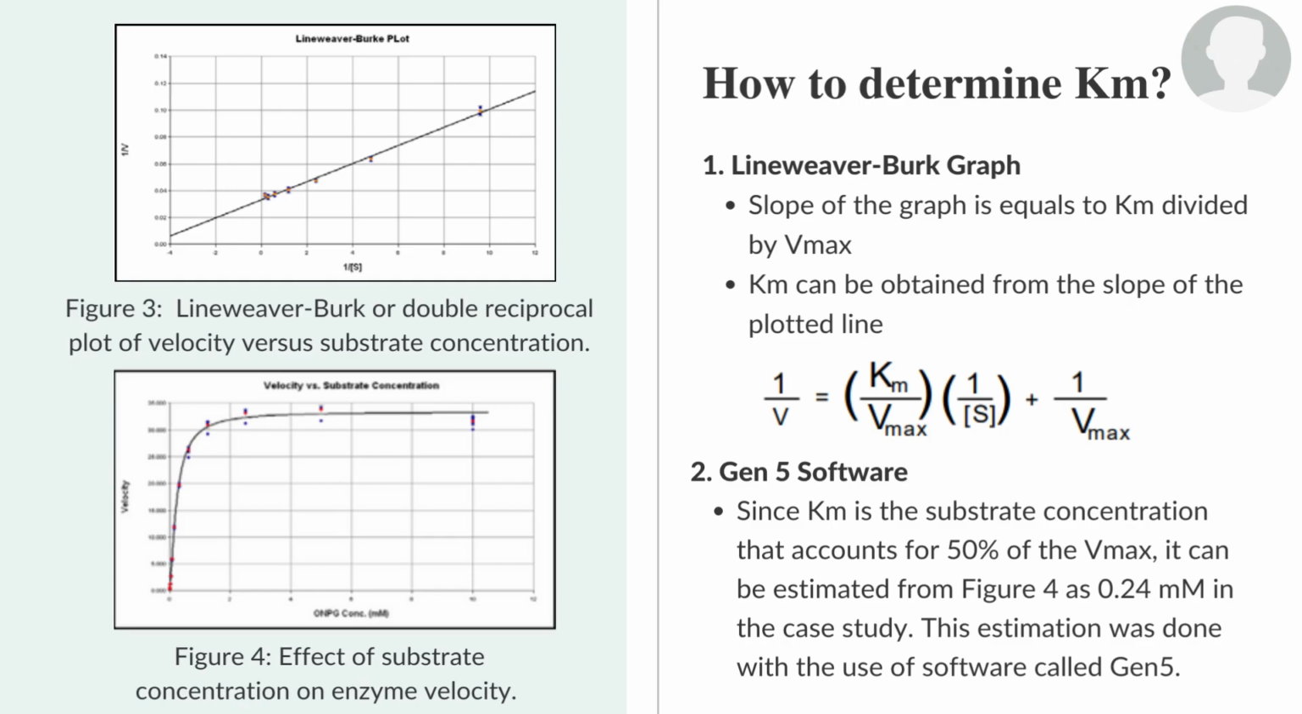The Gen5 software is actually a software that is developed for imaging and microscopy applications. It is user-friendly and provides a detailed analysis of the data that we will be discussing. So if you were to look at figure 4, and given that based on Arifa's sharing, Km is the substrate concentration at 50% of Vmax, we'll be using that to deduce the Km that is shown in figure 4. This would leave us with a value of 0.24 millimolar based on what was calculated in the case study.